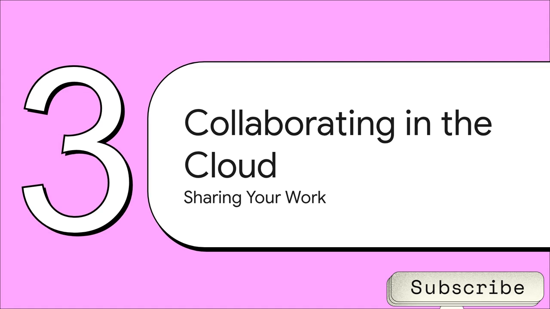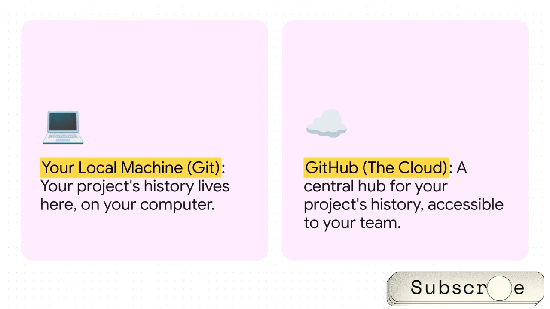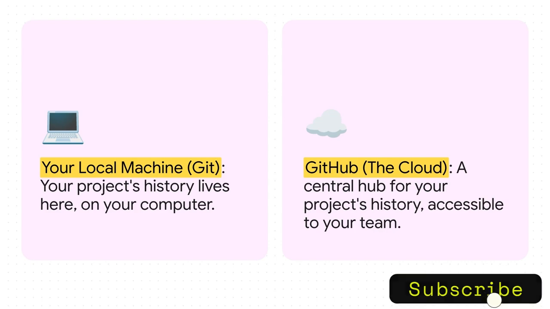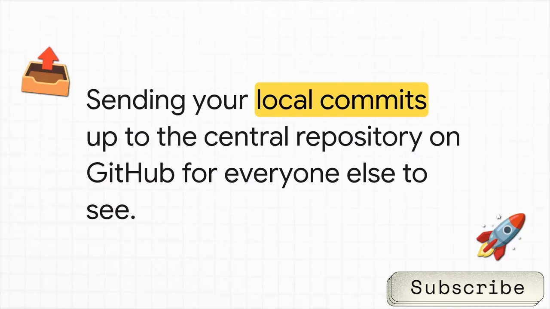All right, your project is humming along nicely on your own machine. But what happens when you need to share it? Or, more likely, work on it with a team? Well, that's where GitHub enters the picture. Let's put it this way. Git is taking care of the project's history right there on your computer. But GitHub? That's the central hub in the cloud, where a copy of that history lives, a place everyone can see and get to.